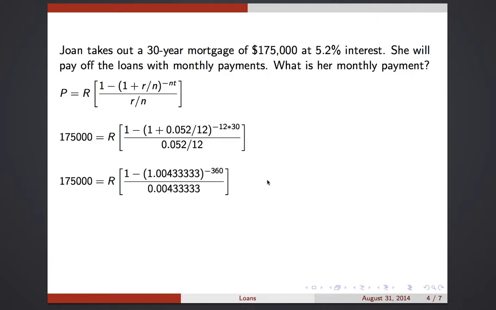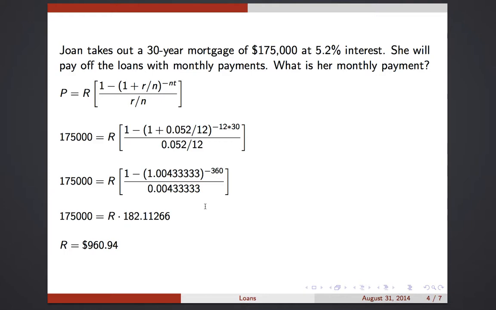Let me now skip some steps. Here's the number I got, 182.11266. That's what that fraction reduced to. And then when I divide that over, I get $960.94. So there's the answer.